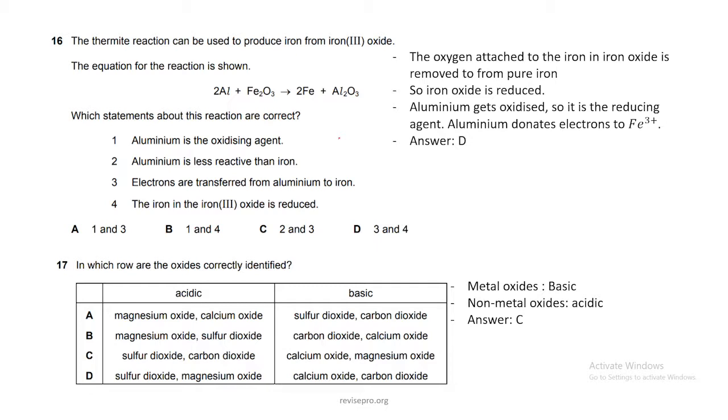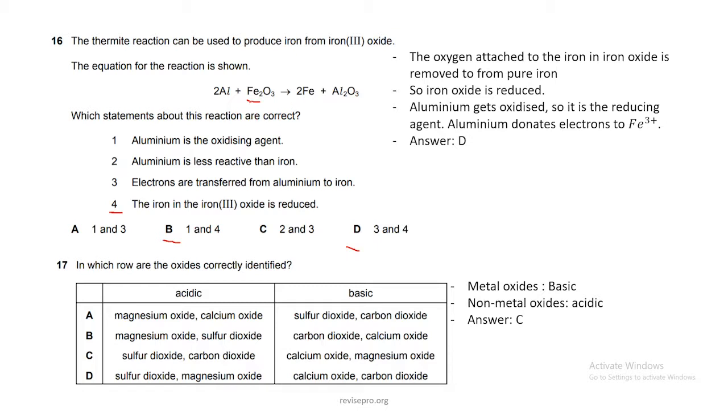Question 16. The thermite reaction can be used to produce iron from iron 3 oxide. The equation for the reaction is shown. Which statements about this reaction are correct? Aluminum is the oxidizing agent. Aluminum is less reactive than iron. Electrons are transferred from the aluminum to iron. The iron in iron 3 oxide is reduced.